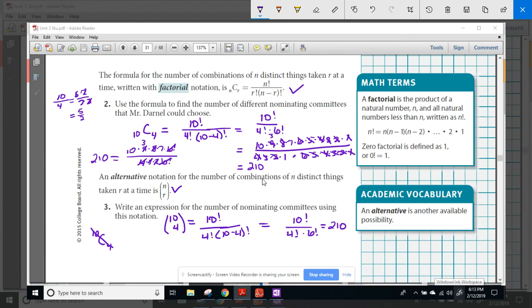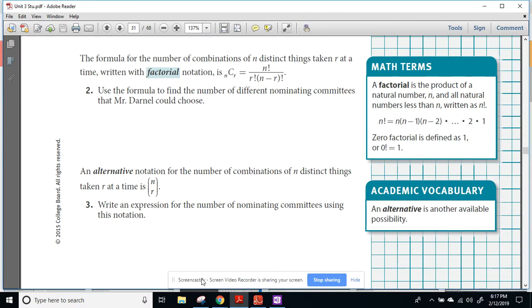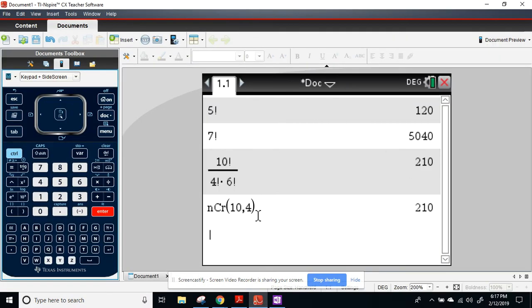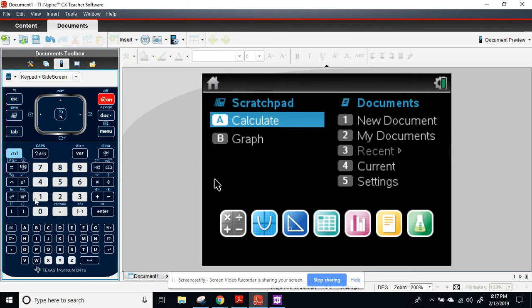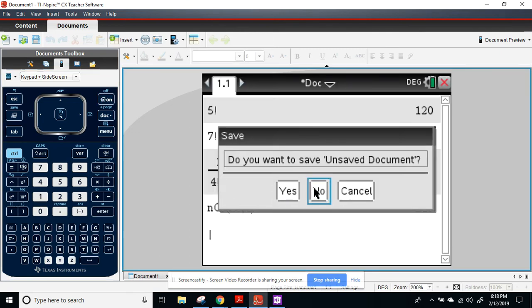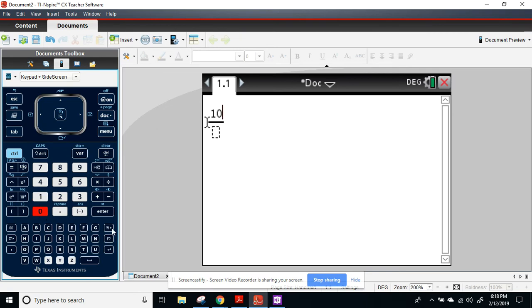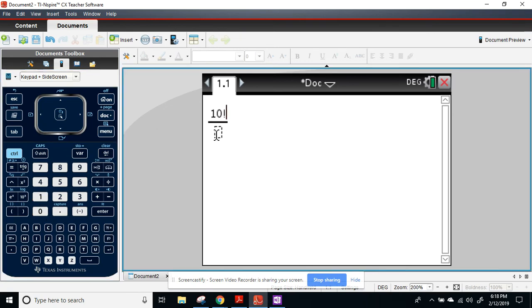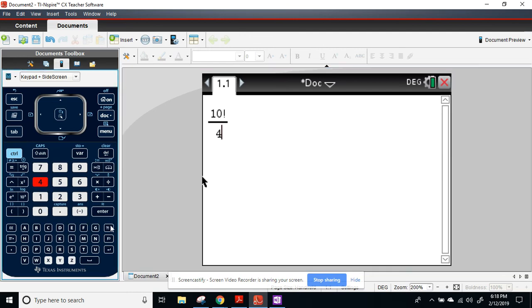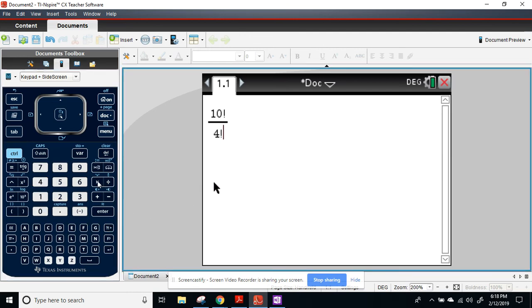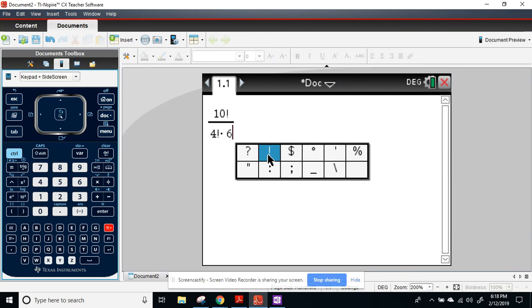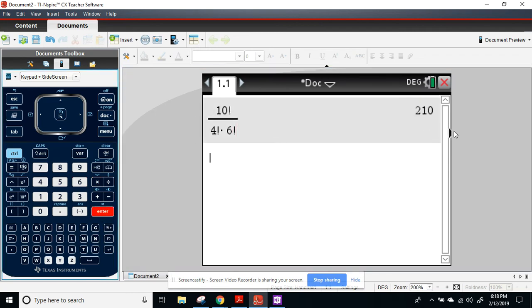Let me show you real quick on the calculator how you would do this a couple of ways. Let me clear this because I've already done this one. I was playing with it myself. Get a new page. Calculator page. So you could just give yourself a fraction bar and type in 10 factorial divided by 4 factorial times 6 factorial. Press enter, you get 210.